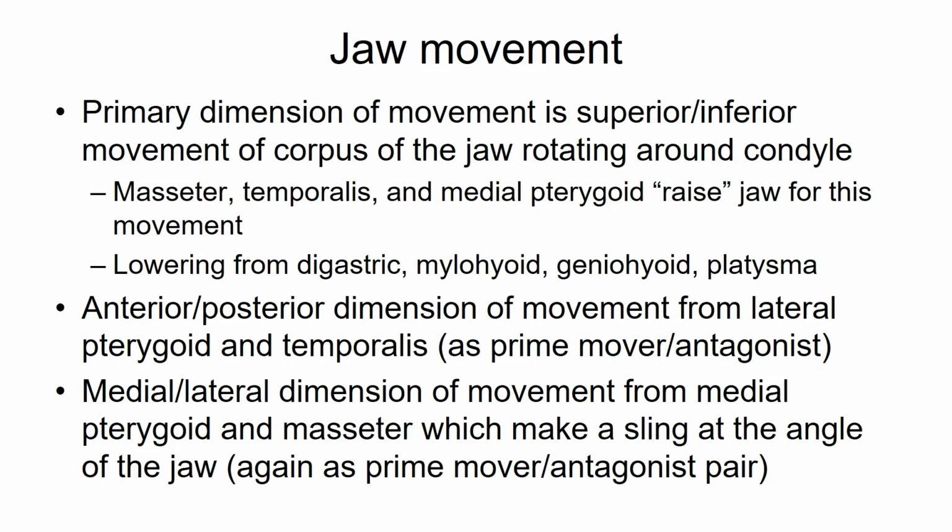We do have some anterior-posterior dimension of movement for the jaw from the combination of the lateral pterygoid and the temporalis as prime movers and antagonists to one another. This would mostly be used in the grinding motions of chewing.